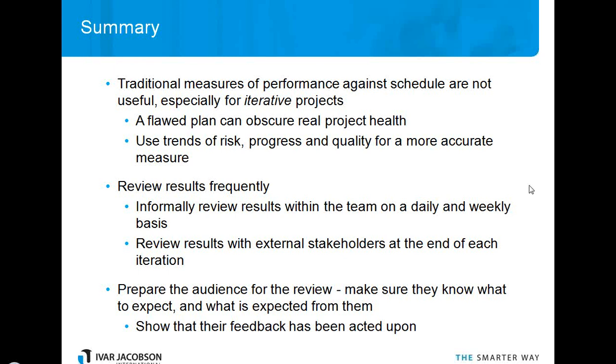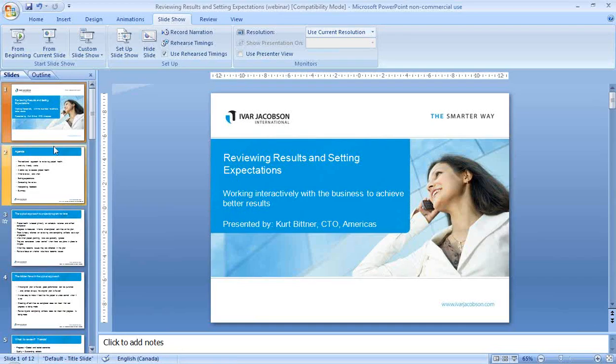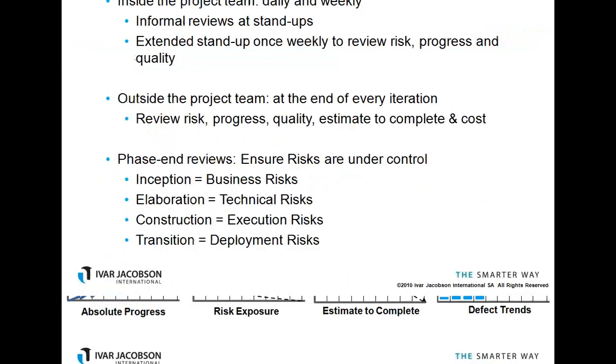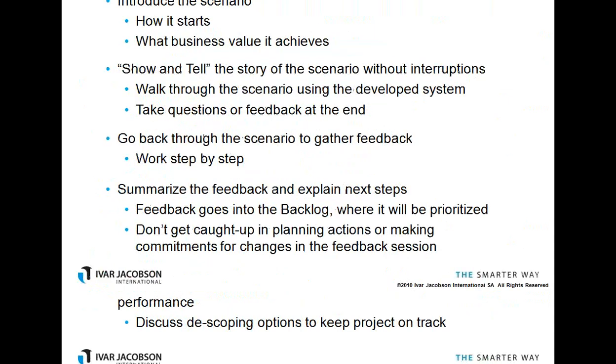So oftentimes, when the schedule is measured by the PMO, there's a measure of how many times the schedule has changed, with more times being a bad thing. In other words, people think that if you're changing the schedule a lot, the project is out of control, when in fact you may simply be adapting to the realities on the ground, and that's a good thing. So this whole idea that a big plan up front can be used to track real progress and real project health is really kind of a fallacy. So we want to use trends on risk, progress, and quality to give us a better sense of how the project is going.